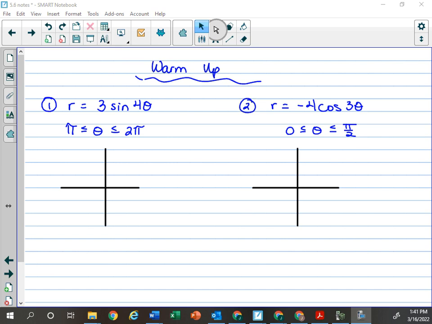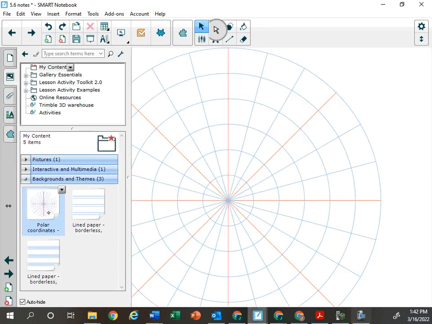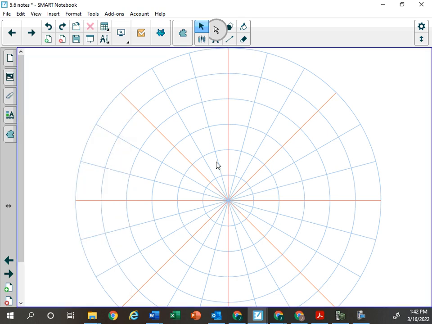Okay, guys, let's look at the warm-up here. Let's see, r equals 3 sine. Sure, I'll just put, I have the luxury of being able to just make a polar grid on my paper. I know you guys cannot do that.